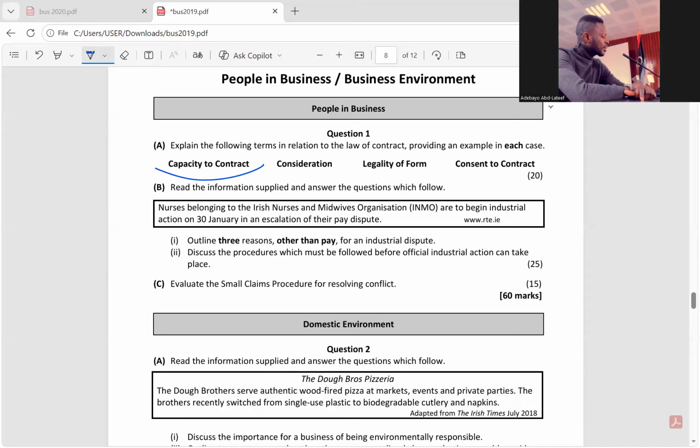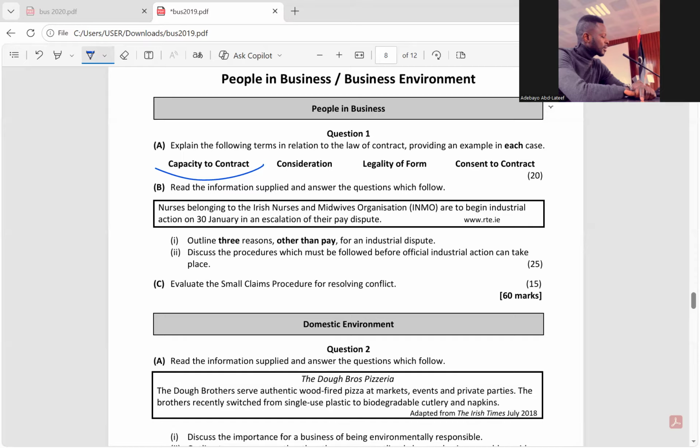Two, consideration. This refers to the exchange of value. When it comes to contract, there's always going to be exchange of value. So I enter into a contract with my school. So my school has to pay me. I have to deliver a service. That is something of value. That is consideration. Each party must exchange something of value in the execution of the contract. For example, the agreement between a teacher and the school. The school pays the salary, the teacher offers its service. I think it's clear. The third one is legality of form.